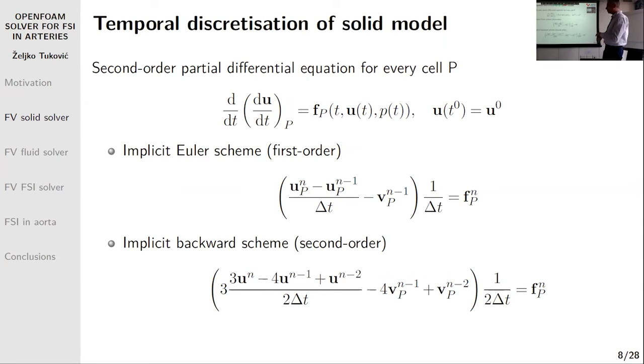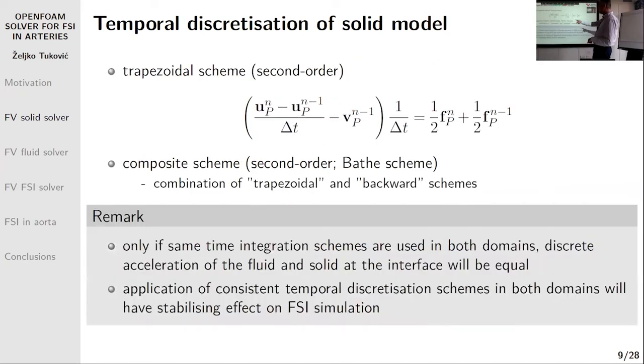You can use, of course, the first order Euler scheme, or the backward scheme, which is usual in OpenFOAM, but I have also tried, as Philip said, a trapezoidal scheme and the so-called Bathe scheme, which is a combination of the trapezoidal and backward schemes. The backward scheme is there to stabilize the trapezoidal scheme.